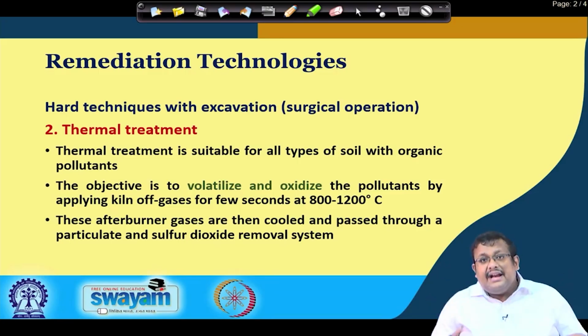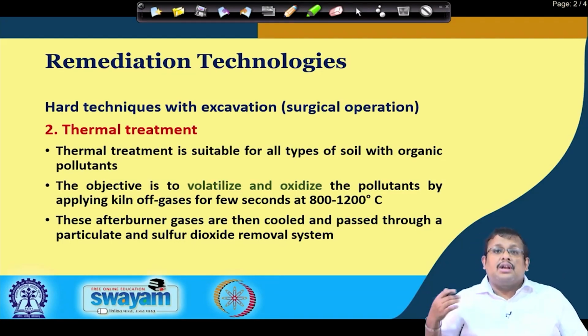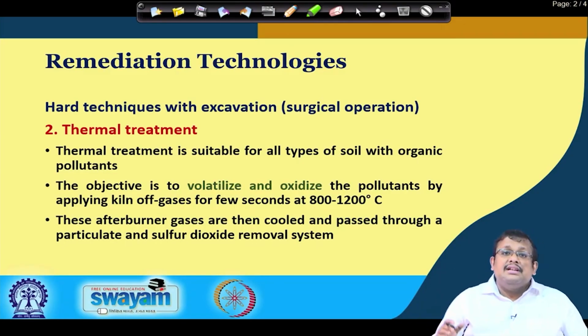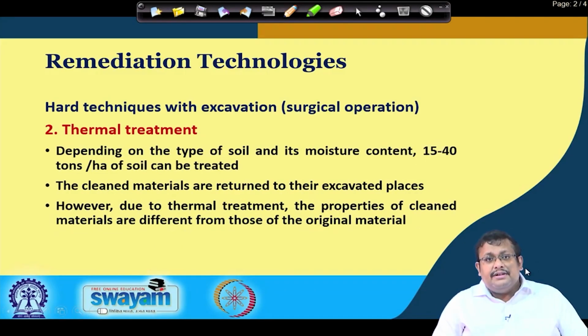It is generally applied to soil mixed with organic pollutants. It volatilizes and oxidizes the pollutants by applying gases for a few seconds at high temperature, 800 to 1200 degree centigrade, and these gases are then cooled and passed through a particulate and sulfur dioxide removal system to clean them. So, this is an example of thermal treatment. Depending on the type of soil and the moisture content, 15 to 40 tons per hectare of soil can be treated by thermal treatment.